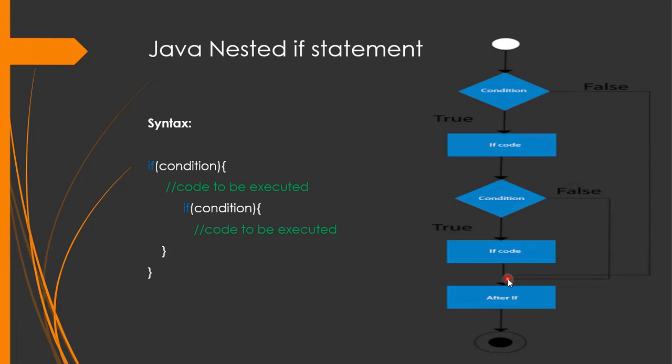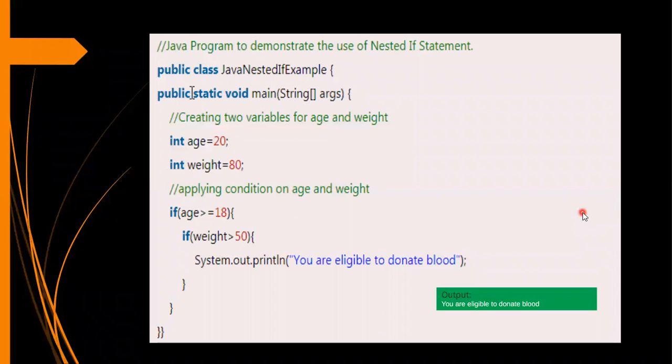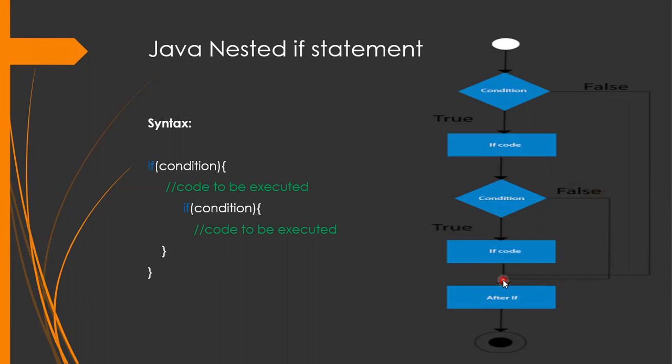Then it will come to the main if, nothing but the outer if. Suppose this condition is false, it will directly come to the outer if. You can see this one, the outer if. Finally, it will be terminated here. This is how the process happens.